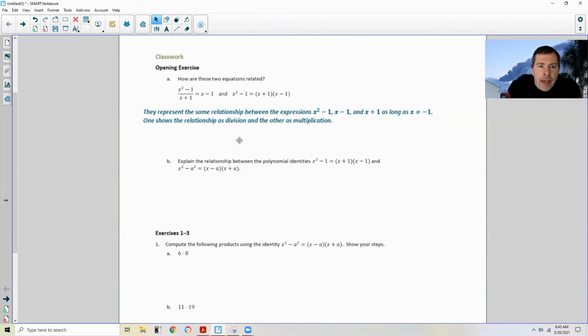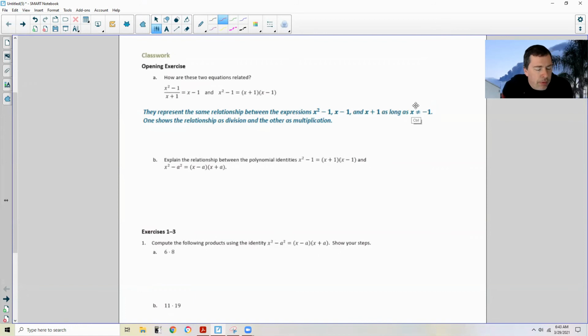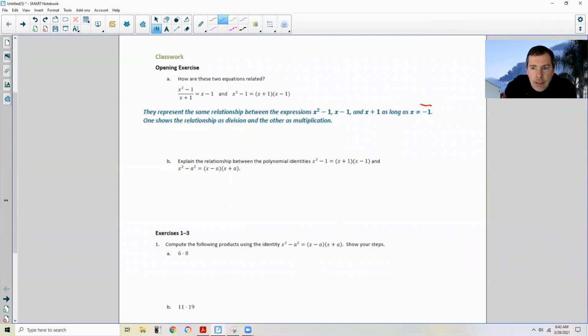Well, why do they say that? What is the significance of this? Right here, why can x not be negative 1? Well, if x is negative 1, negative 1 plus 1 is 0, and we cannot divide by 0.